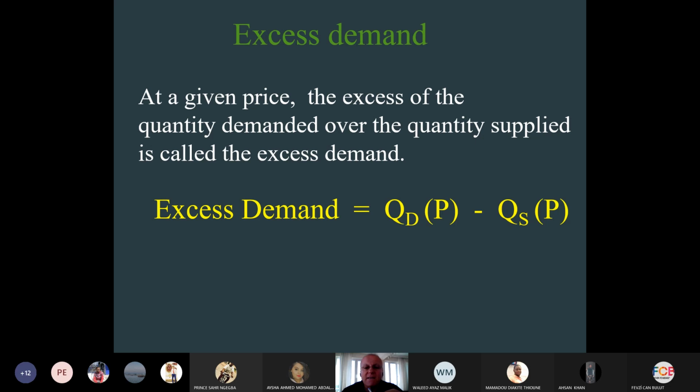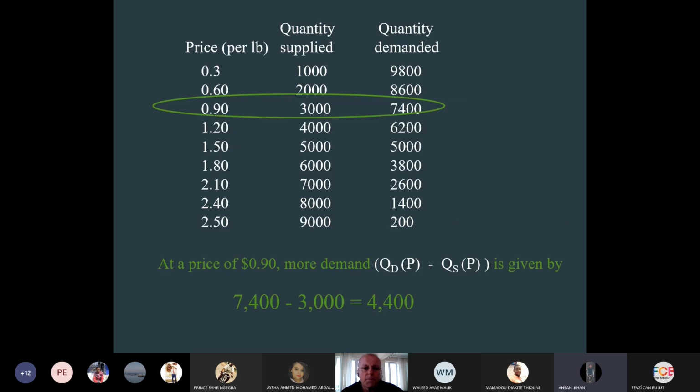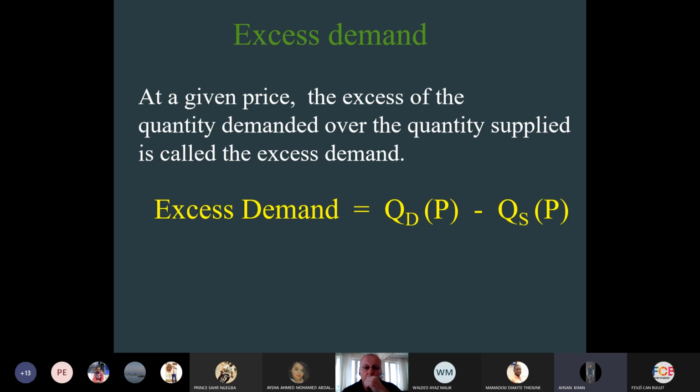At a given price, the excess of the quantity demanded over the quantity supplied is called excess demand. Excess demand is QD multiplied with the price minus QS multiplied with the price, which means the demand multiplied with the price minus the supply amount multiplied with the price will give you the excessive demand or deficit. Sir, yes, please. So this is also called deficit? Excess is not deficit. Excessive means much.